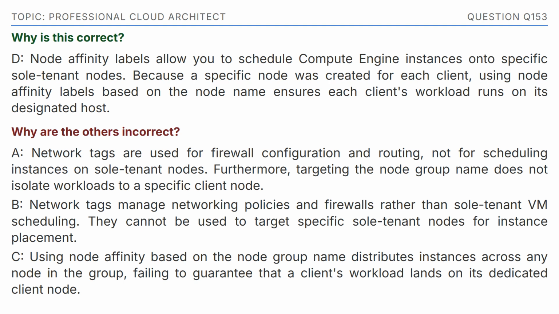Why are the others incorrect? A. Network tags are used for firewall configuration and routing, not for scheduling instances on sole tenant nodes. Furthermore, targeting the node group name does not isolate workloads to a specific client node. B. Network tags manage networking policies and firewalls rather than sole tenant VM scheduling. They cannot be used to target specific sole tenant nodes for instance placement. C. Using node affinity based on the node group name distributes instances across any node in the group, failing to guarantee that a client's workload lands on its dedicated client node.